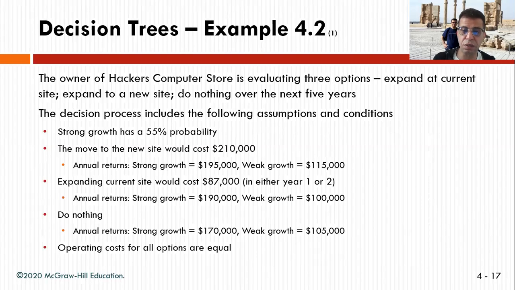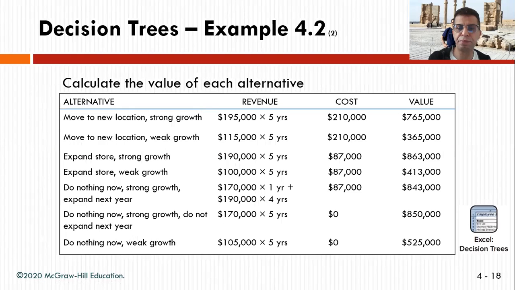So looking at these three options right now, just the growth, we see the best option is moving to another building. The operating costs also, we're assuming everything is the same. Now, the first step we need to do is a calculation.